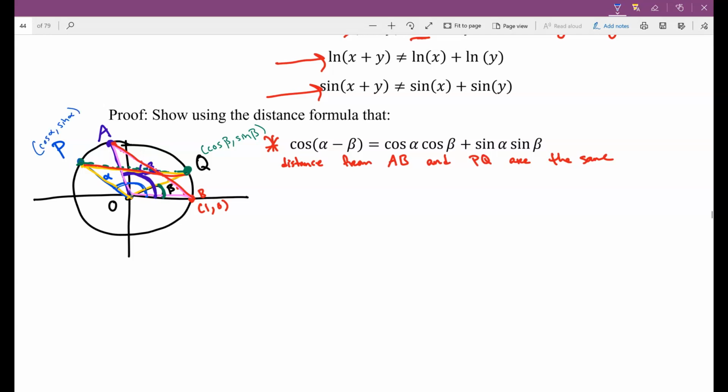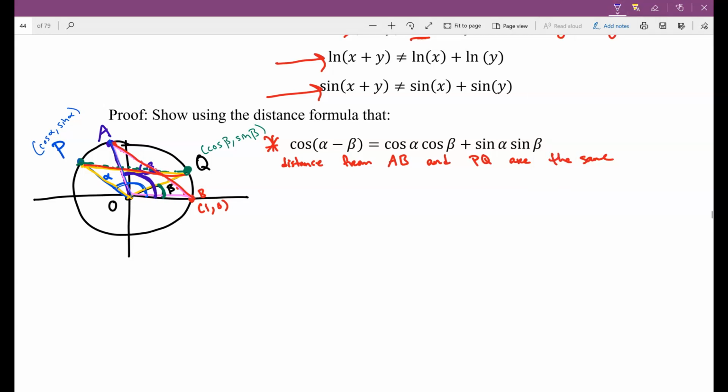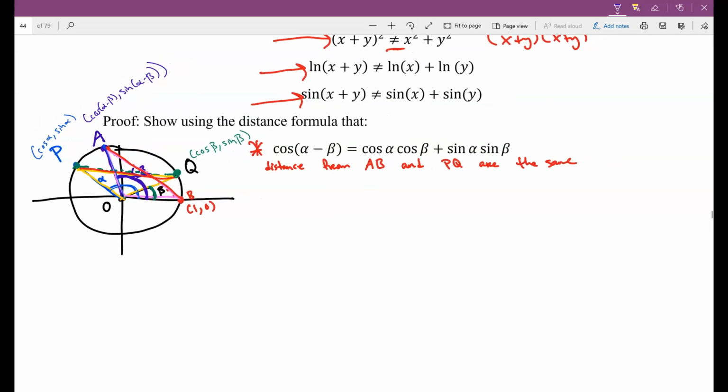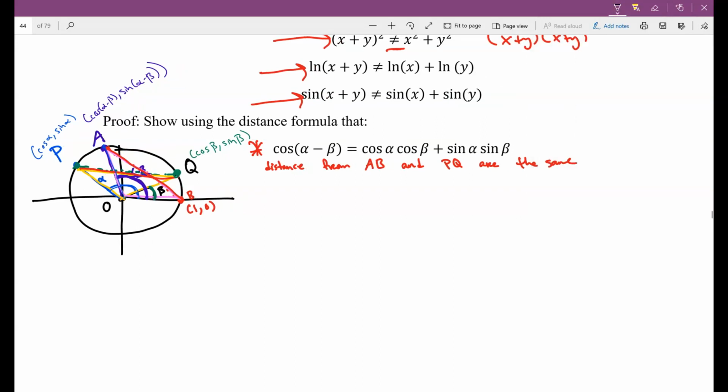And then finally, this last guy, which is right there, since this guy was alpha minus beta, this guy's going to be cosine alpha minus beta, sine alpha minus beta. So you're going to have these three different points. Now we're going to use the distance formula. If you remember, the distance formula is the square root of x2 minus x1 squared plus y2 minus y1 squared.